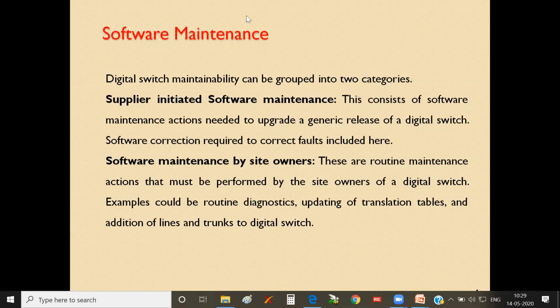Digital switch maintainability can be grouped into two categories. One is supplier initiated software maintenance, which consists of a group of actions needed to upgrade a generic release of a digital switch. Say, for example, we bought a product, there will be a manual with particular actions. If we follow those actions in the manual, it definitely helps us to upgrade a system or upgrade a particular product.